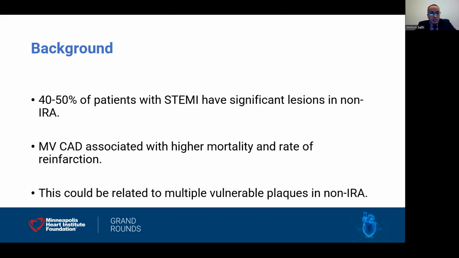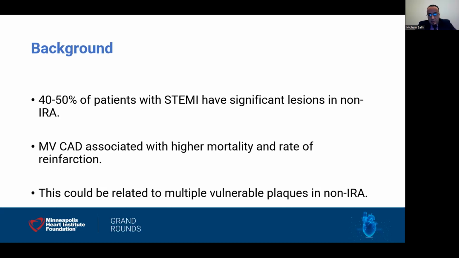So patients present with a STEMI, and when we do the coronary angiogram, about 40–50% of those we find have significant lesions in the non-culprit vessels. It's very important to discuss this topic because multivessel coronary artery disease is associated with a higher mortality rate and rate of reinfarction.